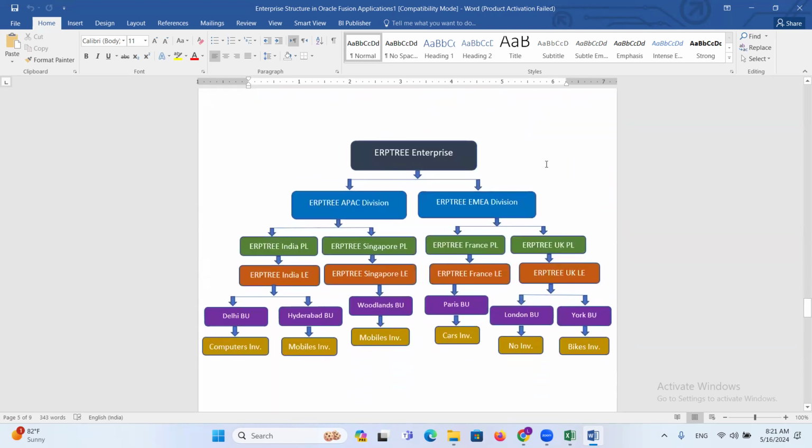Now, take the example where the client is operating the business in four countries.